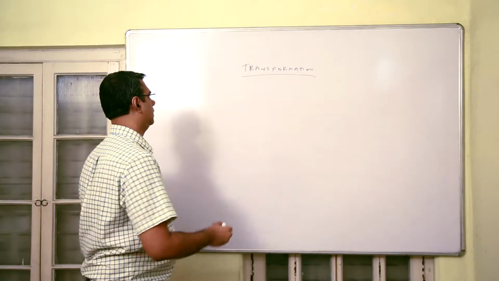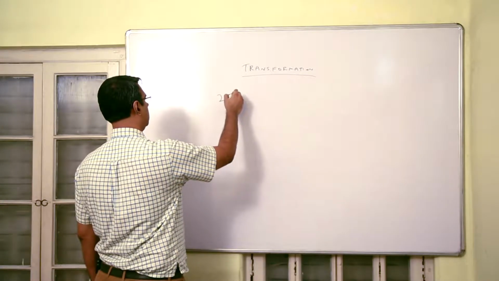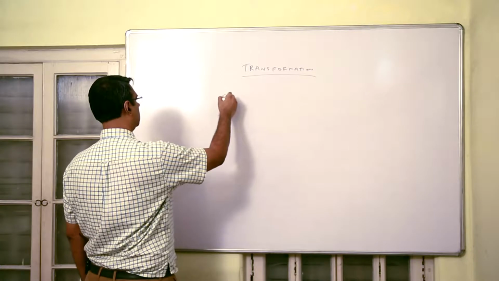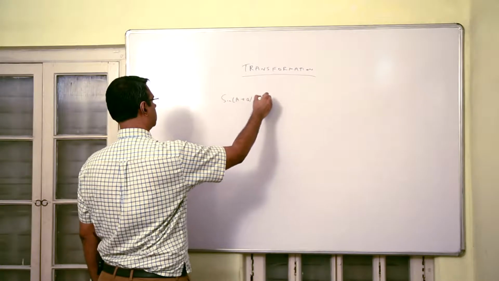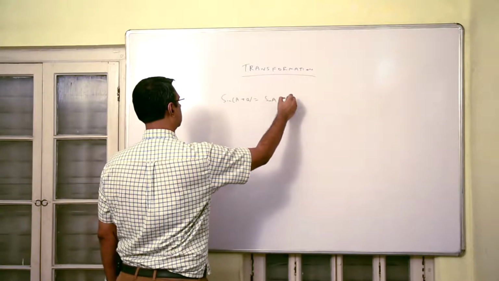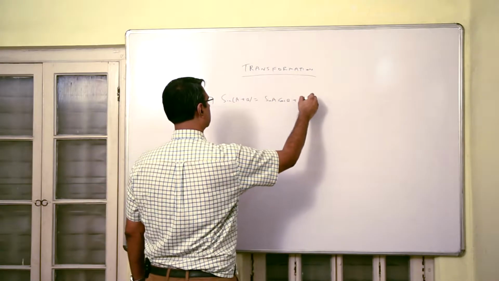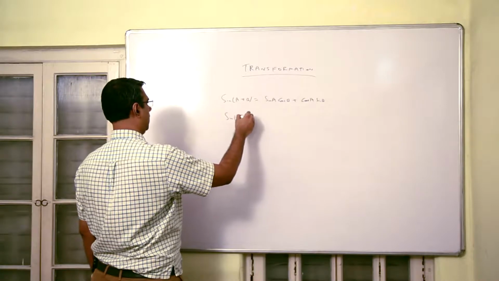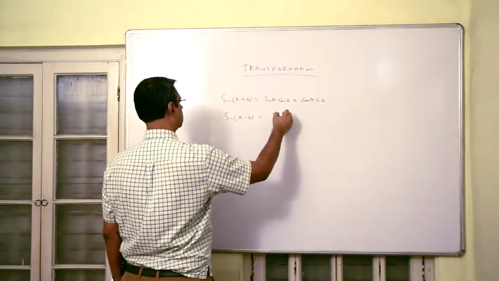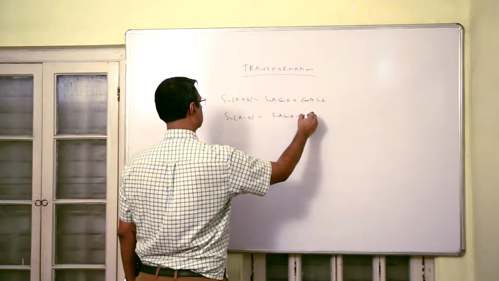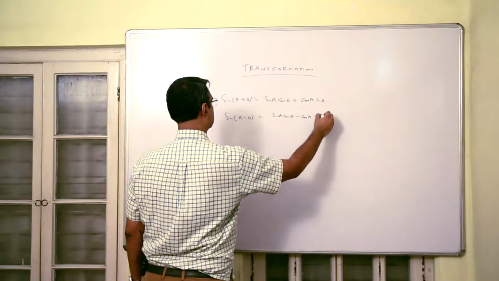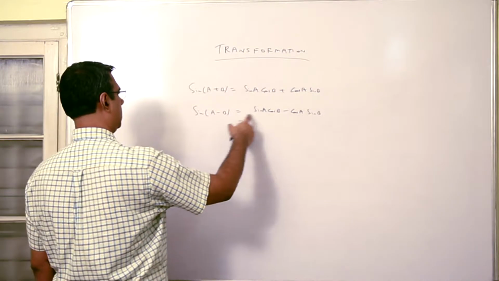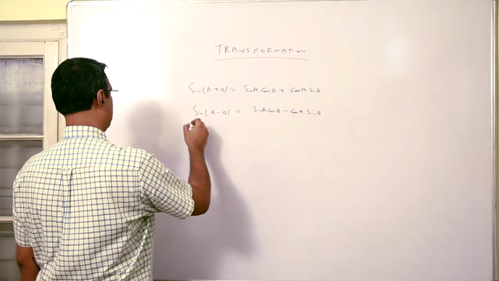If you recall, the formulas which we did yesterday were sin A plus B and sin A minus B. So sin A plus B is sin A cos B plus cos A sin B. Sin A minus B is sin A cos B minus cos A sin B.